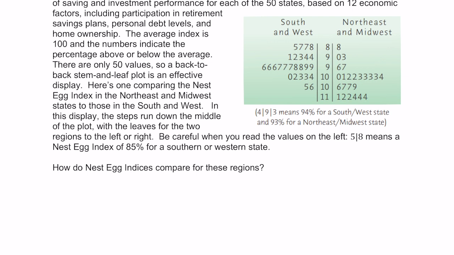Here's one comparing the Nest Egg Index in the Northeast and Midwest states to those in the South and the West. In this display, the steps run down the middle of the plot, with the leaves for the two regions to the left or right. So be careful when you read the values on the left. If I'm looking at 5 and then 8, so here and here, that actually represents a Nest Egg Index of 85%. So this would be 85, 87, 87, 88. This is 91, 92, 93, and so on.